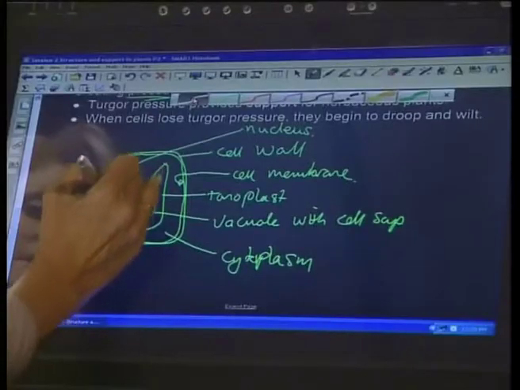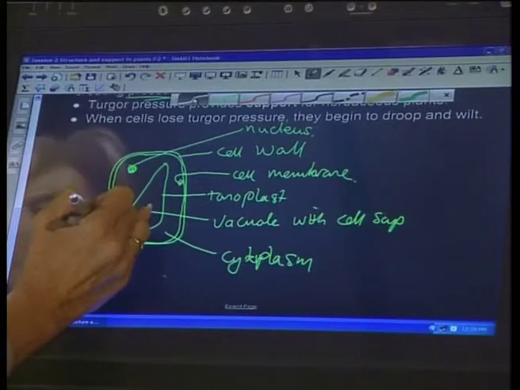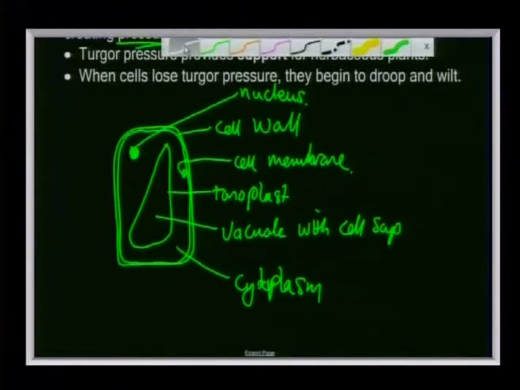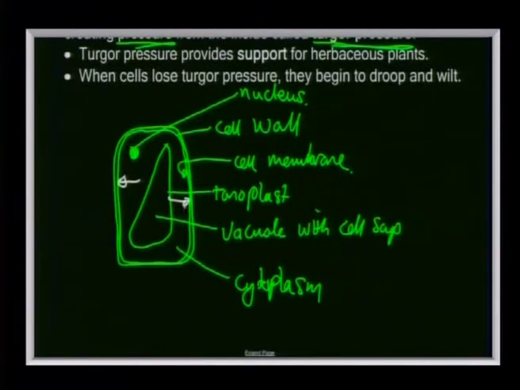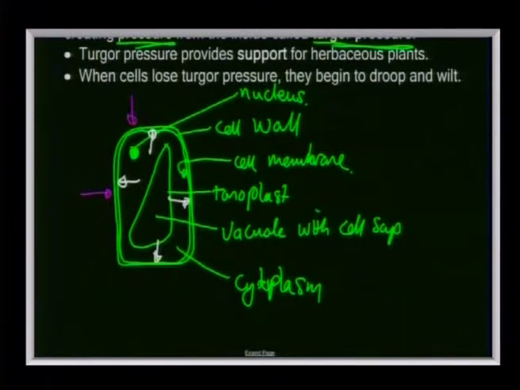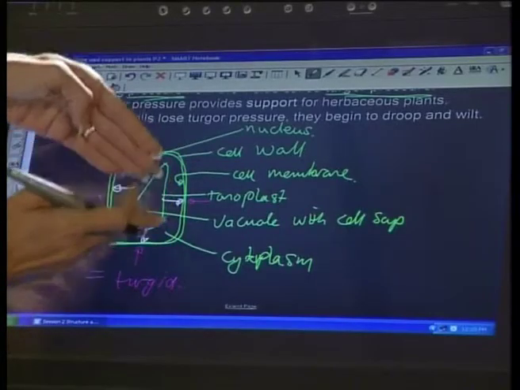When the tonoplast is nice and this vacuole is nice and full and the cell is perfect, it means that the pressure on the contents of the cell pushing outwards against the cell wall and the cell membrane is equal to the pressure pushing this way of water wanting to come in. And when those two pressures are equal, then the cell is turgid.